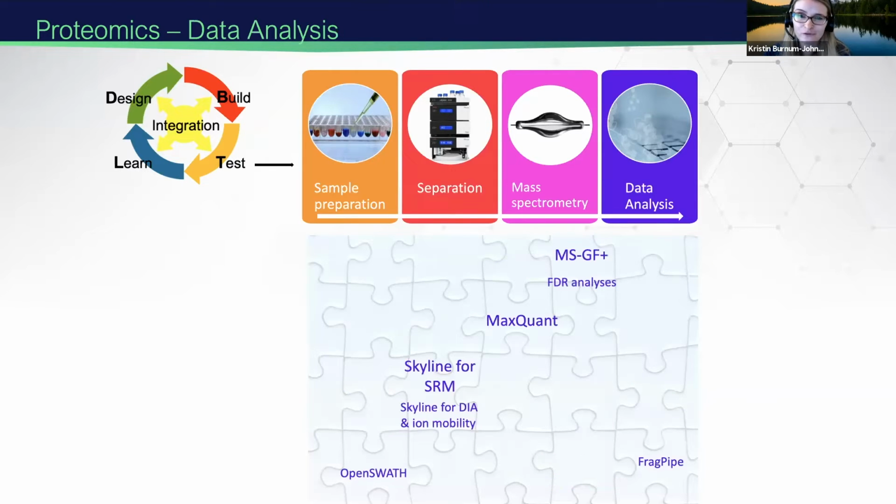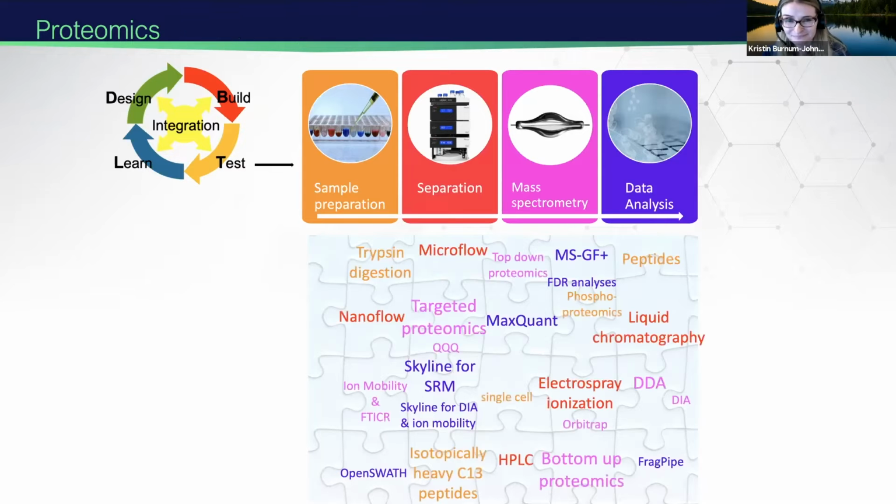And for this last box, the purple data analysis box, mass spectrometry data analysis techniques that will be discussed today include MSGF+, MaxQuant for discovery proteomic pipelines, Skyline and selected reaction monitoring, or SRM, and data independent acquisition and ion mobility analyses, and other software tools such as OpenSWATH or FragPipe. So by the end of today, you will have a detailed understanding on how all these components, or as pictured here, pieces of the puzzle essentially fit together for a comprehensive proteomic workflow.